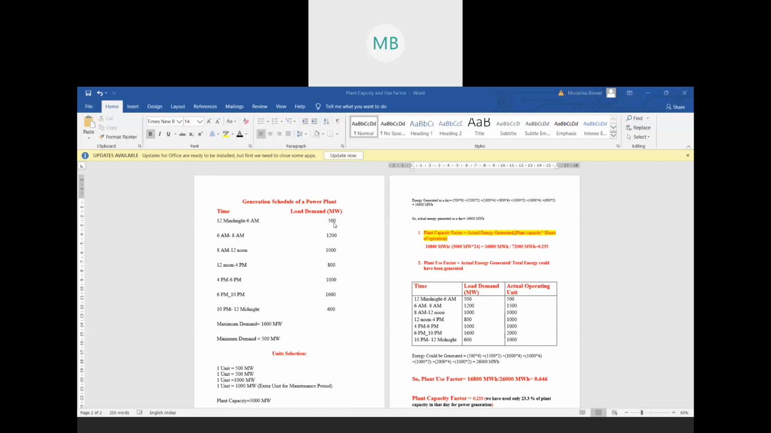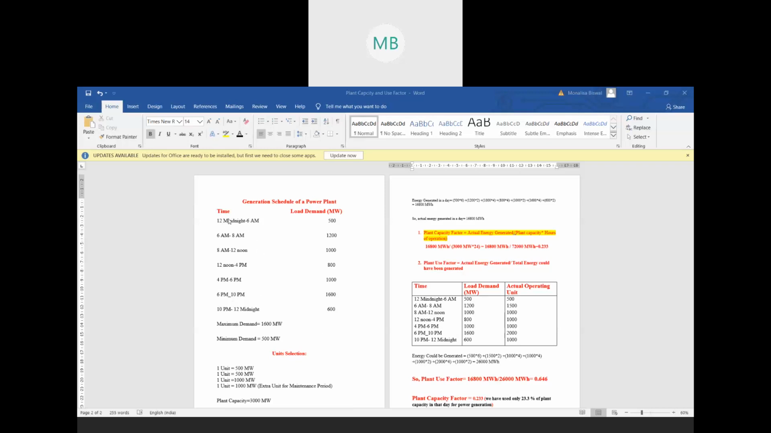From 6 a.m. to 8 a.m. it is 1200 megawatt. From 8 to 12 noon it is 1000 megawatt. From 12 noon to 4 p.m. it is 800 megawatt. From 4 p.m. to 6 p.m. it is 1000 megawatt. From 6 p.m. to 10 p.m. it is 1600 megawatt. From 10 p.m. to 12 midnight it is 600 megawatt. So basically the load demand on the power plant is varying.